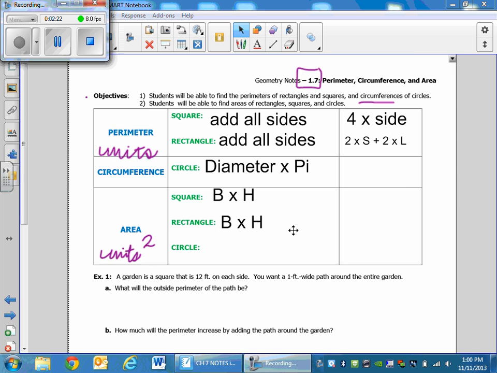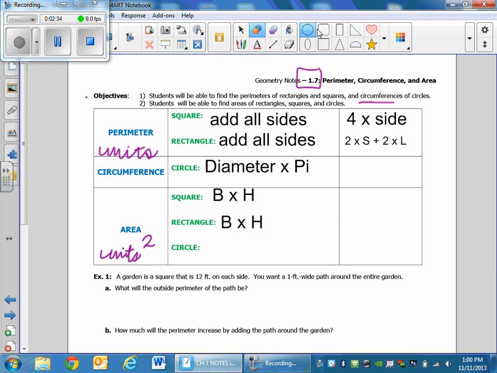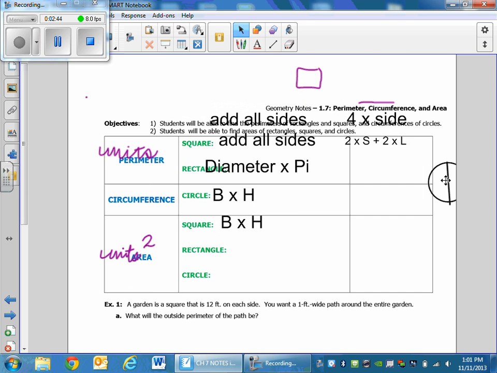Alright, so now we have circle. The outside of a circle, or the perimeter of a circle, which we're going to call circumference, is diameter times pi. And a diameter, just to remind you, if we had a circle, it's going to be the distance all the way across the circle through the center, so a whole line there to make up the diameter.